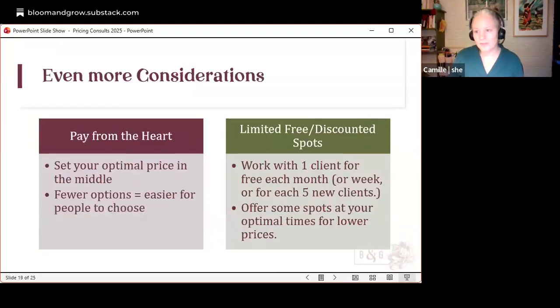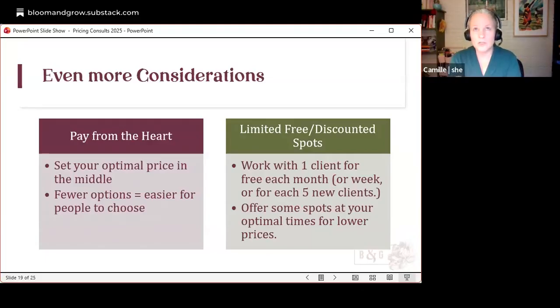Also, pay from the heart. Some of you have seen this in some of my programs, where there'll be usually 3 prices, a low, a medium, and a high. It's almost like a modified sliding scale, but it's easier for people to place themselves because if you're going sliding scale from 80 to 250, I could choose 81, I could choose 82, I could choose 84.50, I could choose 95. It's a lot of decisions for people to make, like where exactly are they going to be? So I feel like pay from the heart is a lot easier for people, and it's a little bit easier to describe.